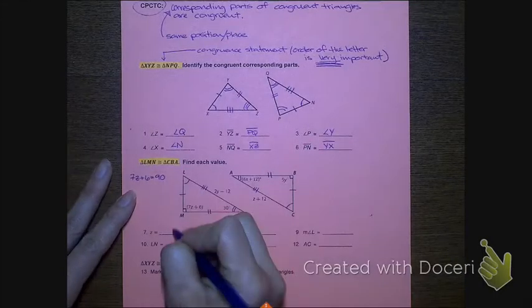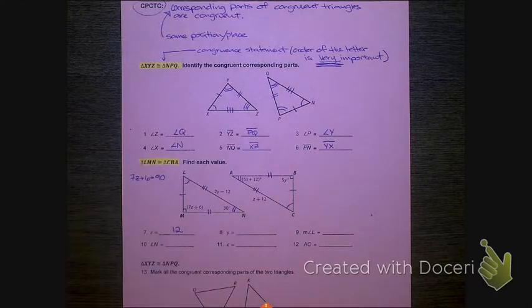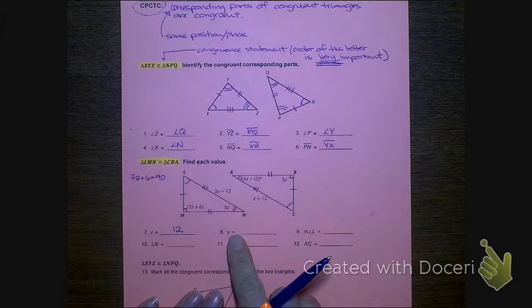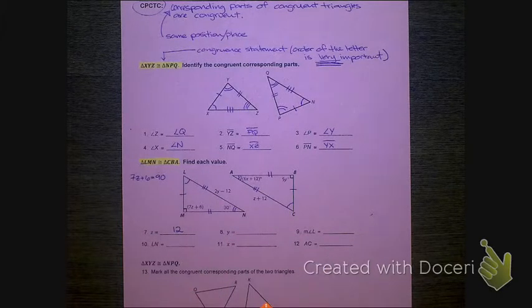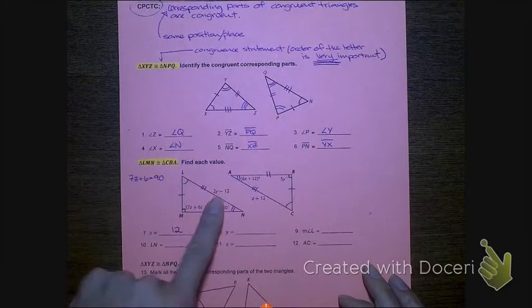Okay, so you guys should have got 12. All right, let's look at the next one. We want to find y. Where do you guys see y's in this problem? 2y minus 12. Okay, that side.